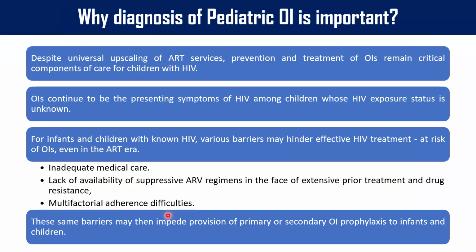As I already mentioned, OIs are coming down because of ART, but still it is important to diagnose them. Despite the universal upscaling of ART services, prevention and treatment remains a critical component, because they continue to present as a presenting complaint in HIV, among those children who are exposed to HIV but whose status is unknown. They are HIV exposed infants.